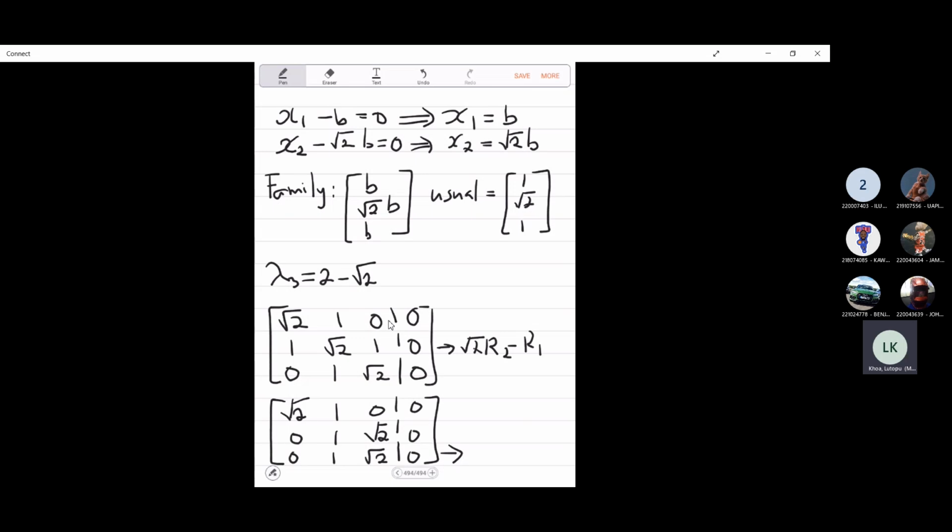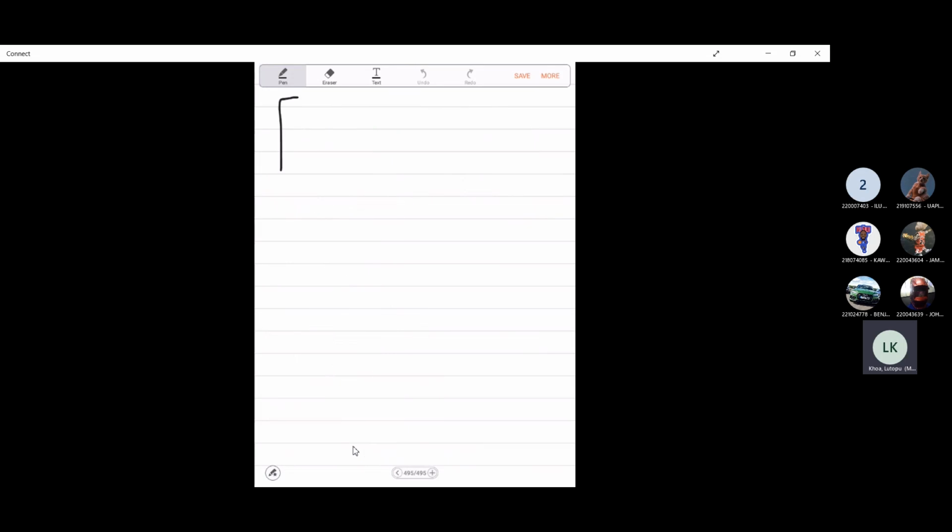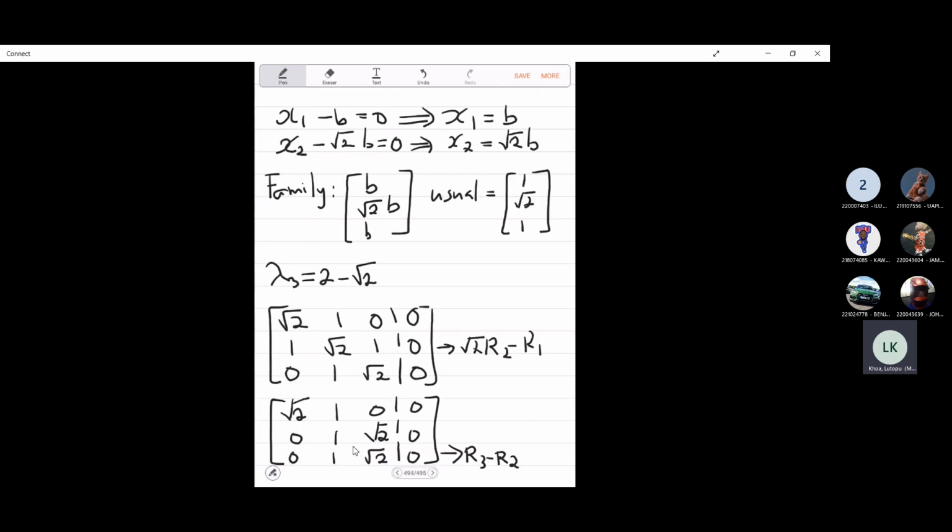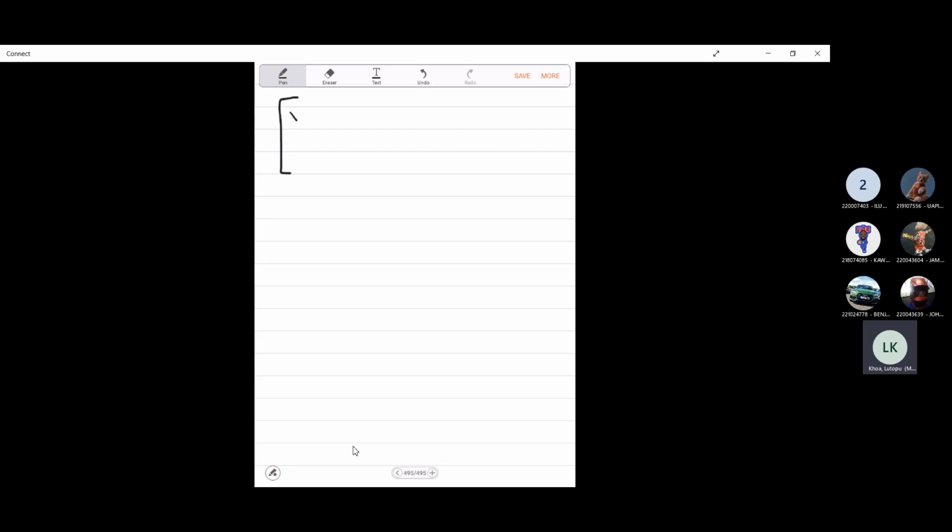Then row 3, I can say row 3 minus row 2. So here you can see I'll have 0, 0. The first row does not change. Square root of 2, 1, 0, 0. Second row, 0, 1, square root of 2, 0. And here I'll have 0, 0, and 0.